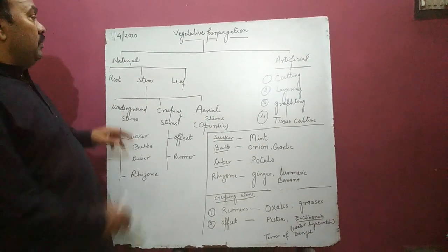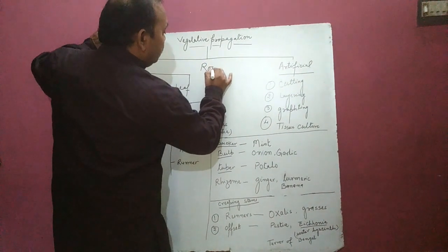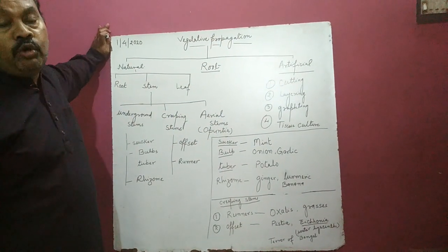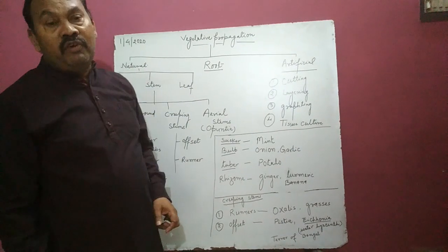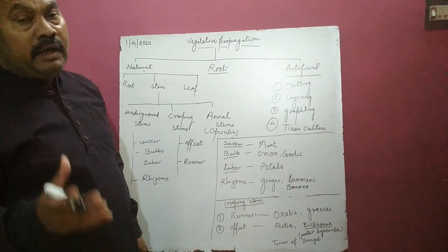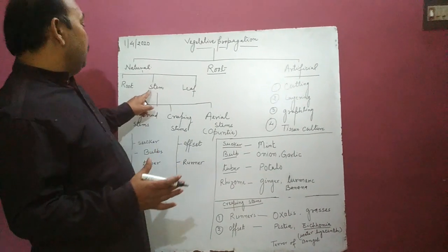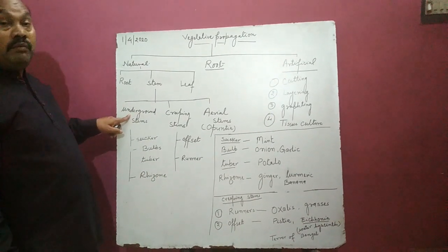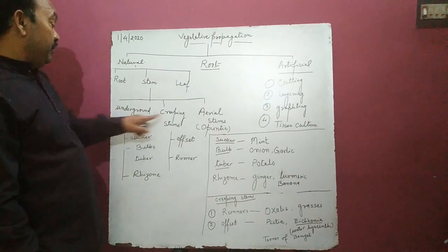In case of root, in case of sweet potato, underground roots are modified to store the reserve food material and propagate the progeny. And by means of stem, of the following types: underground stem, creeping stem and aerial stem.